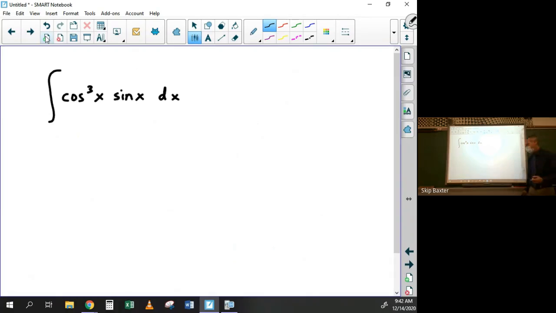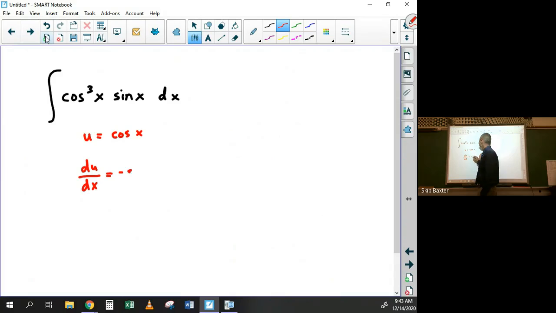Okay, so step 1 is to pick u. I'm just going to tell you u is cosine x in this problem. So u is equal to cosine x. Step 2 is to differentiate u. du is equal to negative sine x dx. Now solve for dx. So du is equal to negative sine x dx, and dx is equal to du over negative sine x.